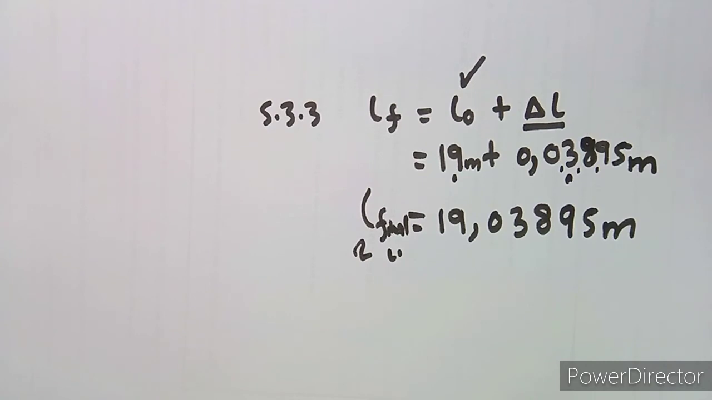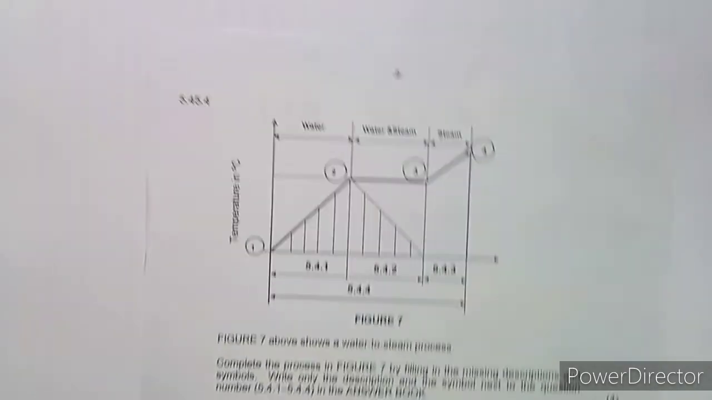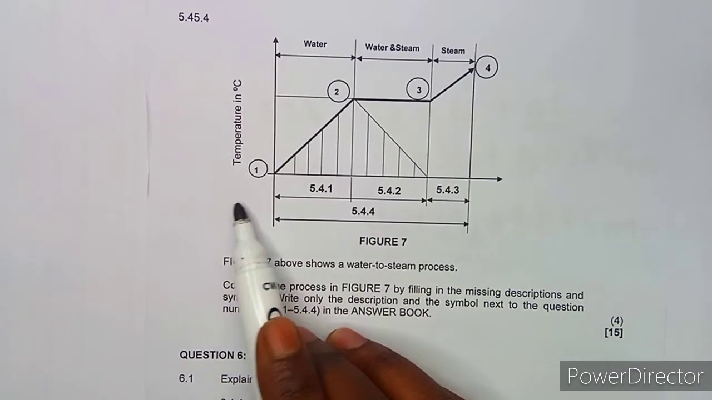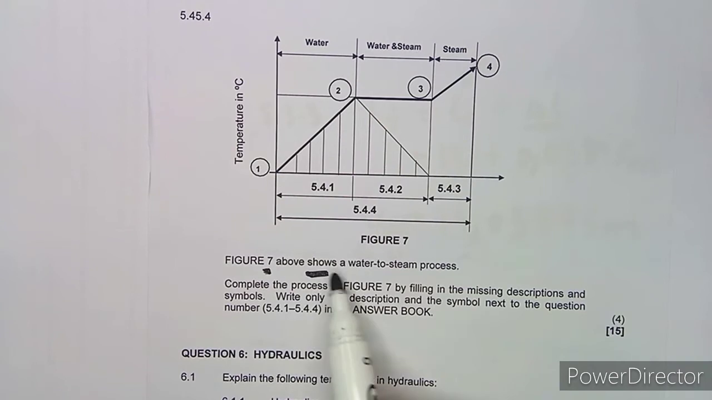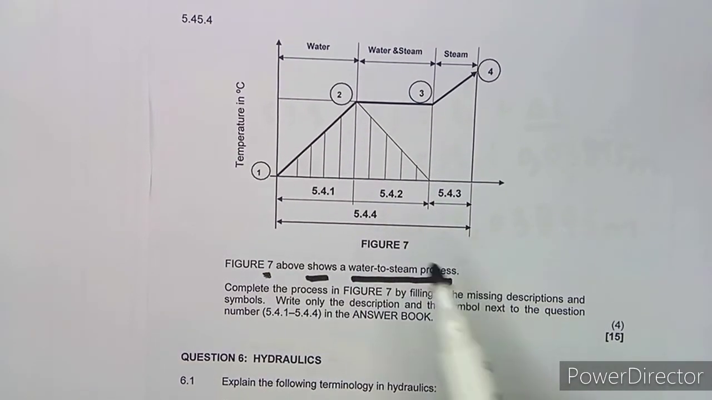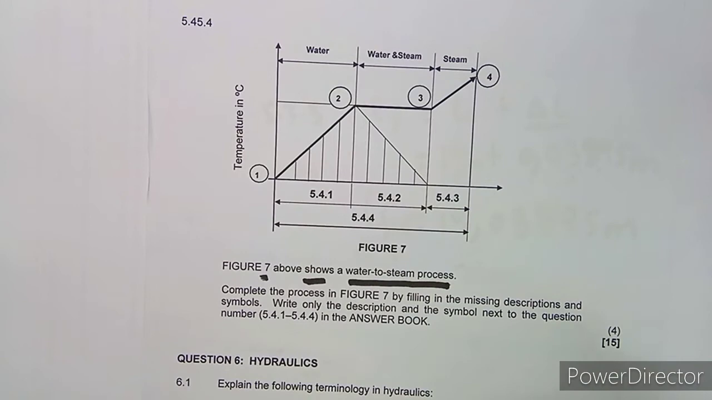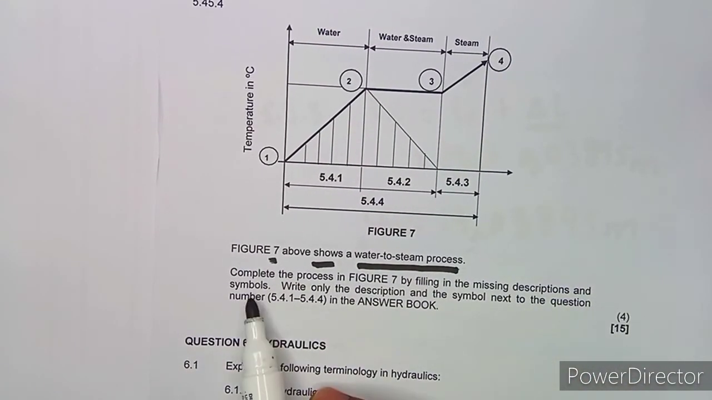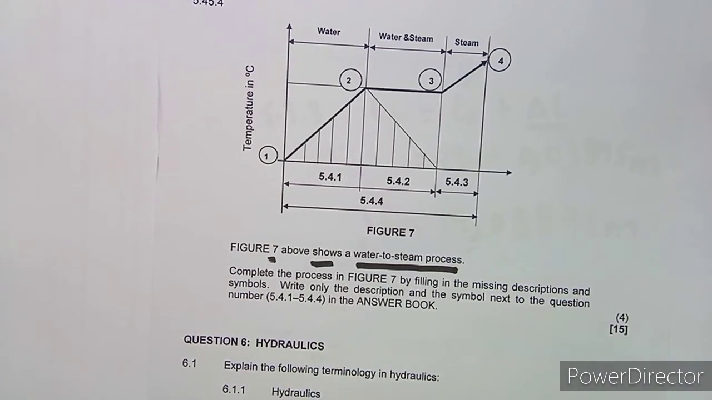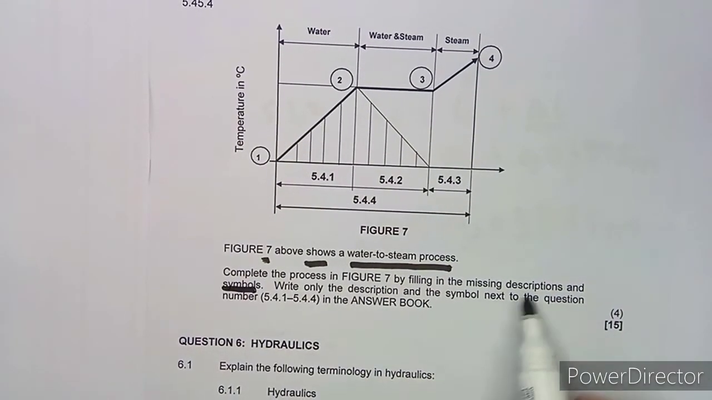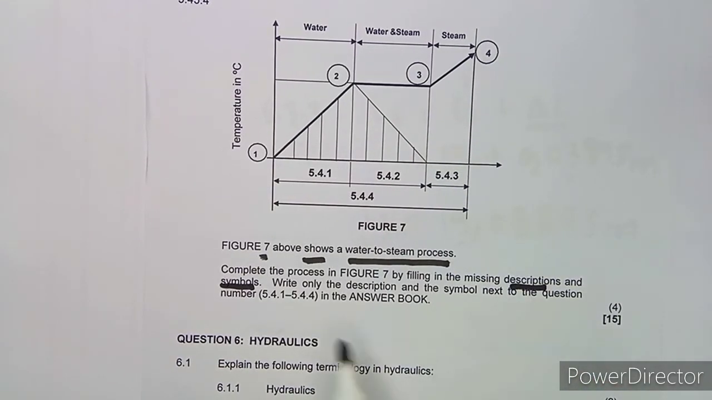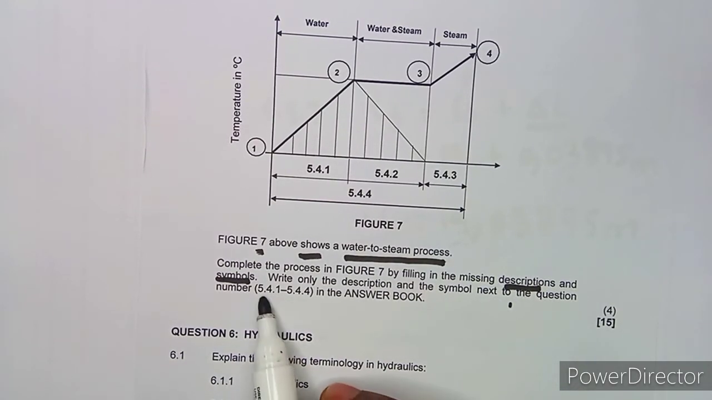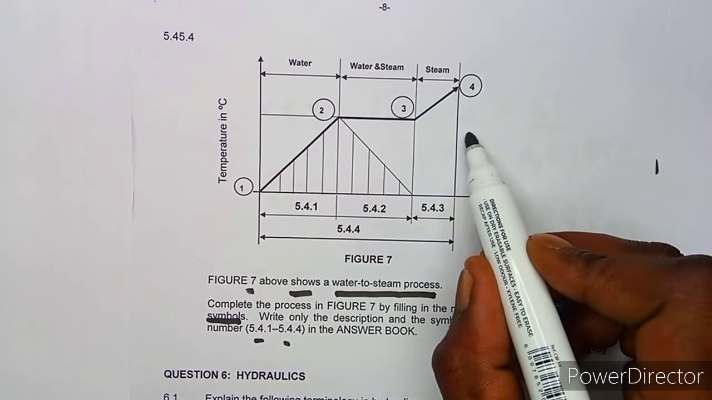All right, let's see the last question that we had, which is 5.45, where we are given the temperature. The fig 7 above shows the water to steam process. So this is a water to steam process. Complete the process in fig 7 by filling the missing descriptions and symbols. So it's description and symbols. These are two things, the description and the symbol. Okay, write only the description and the symbol next to the question number. Okay, like that.